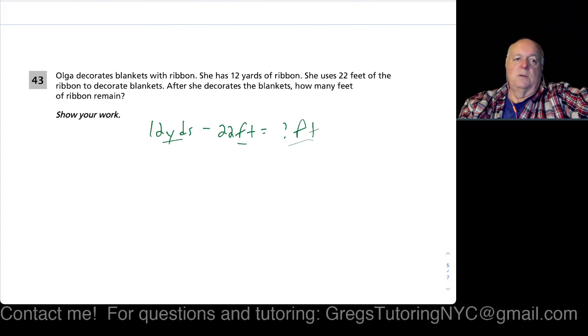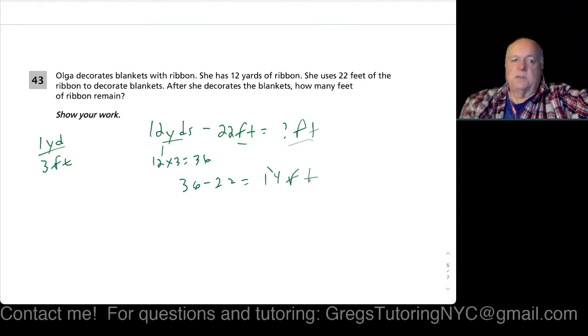So you should all know that 1 yard is 3 feet. So if we do 12 times 3 here, we're going to get 36. So we end up with 36 minus 22 equals what? 14 feet. Okay, you can feed it back in to make sure. 14 plus 22 is 36. 12 times 3 was 36. We got that right. Okay, and just make sure we're using the right numbers. 22 and 12 were the original numbers. Cool, awesome. Okay.